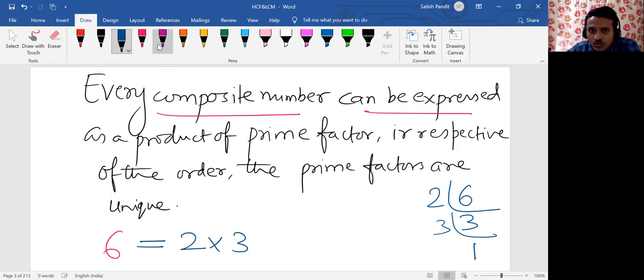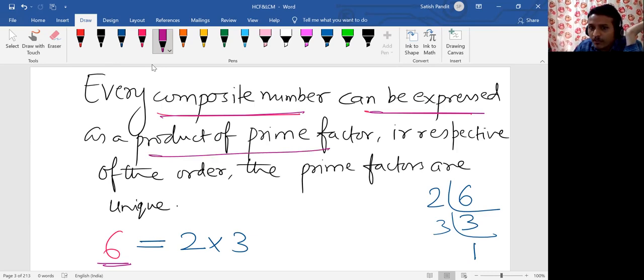You understand? So let us see the definition once again. Every composite number, that is, 6 is a composite number, can be expressed. That means we can write it as a product of prime factors. So 2 and 3 are prime factors, right? Because if you see 2, the factors are 1 and 2. So it is a prime number, and even 3 is a prime number.